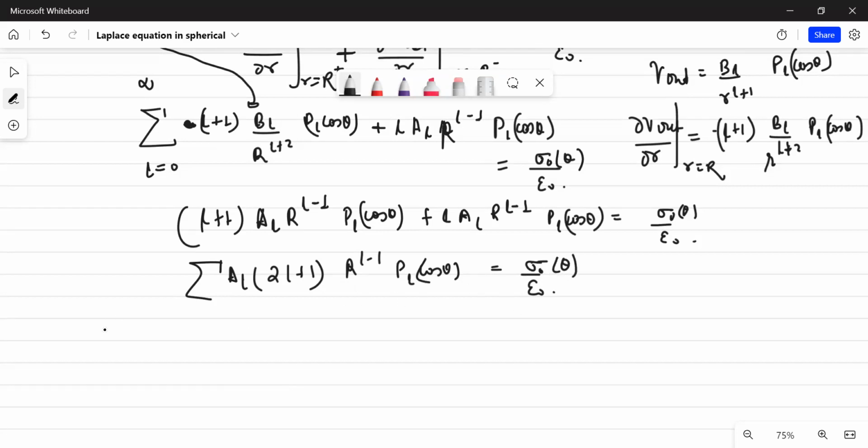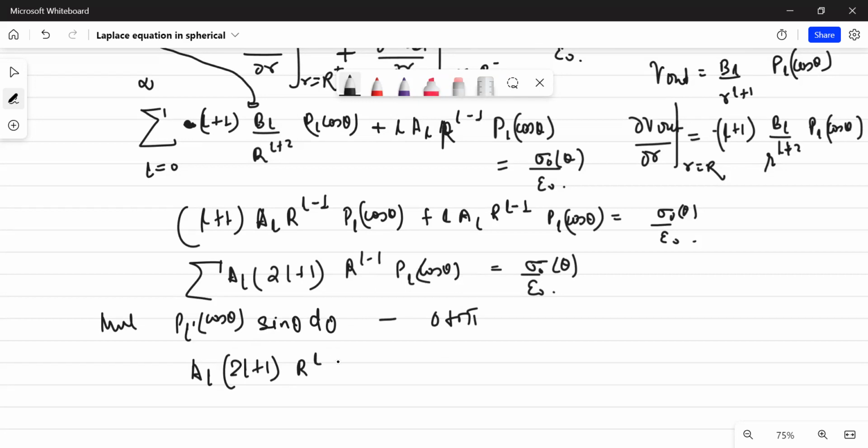Now what you can do is multiply both sides by PL dash cos theta sin theta d theta and integrate from 0 to pi, in order to exploit the orthonormality conditions of the PL. So overall, we'll be able to understand that this is like 2L plus 1. And I told you yesterday that only for L equal to L dash would this integral be non-zero, and this would give me 2 upon 2L plus 1.